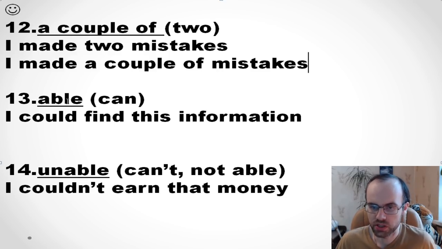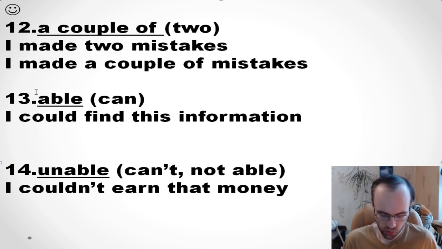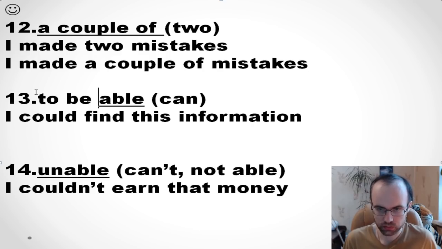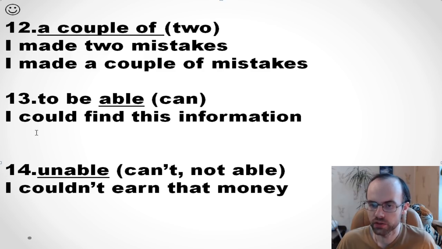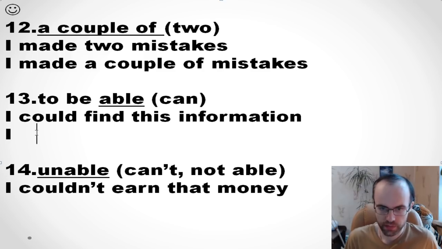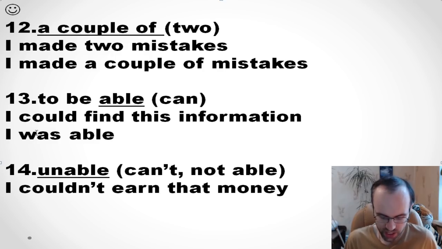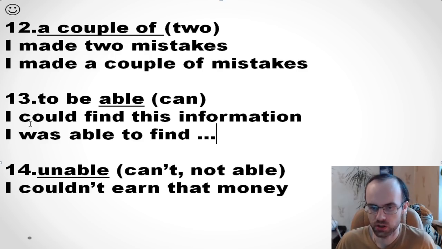Able, it means can. I could find this information. Okay, say the same using able. So we say to be able. If it's about the past, we need to use was or were able. So I could find this information, or I was able to find this information.